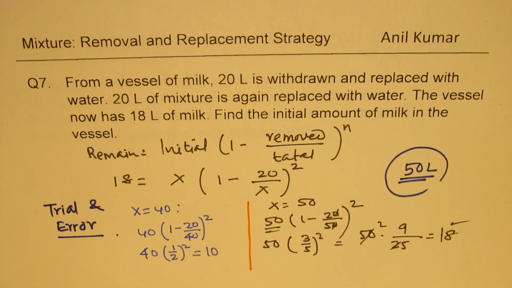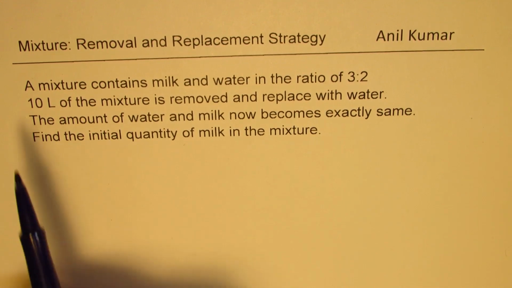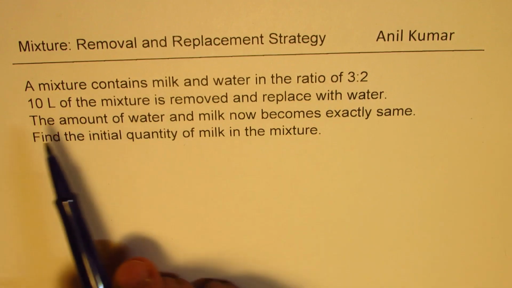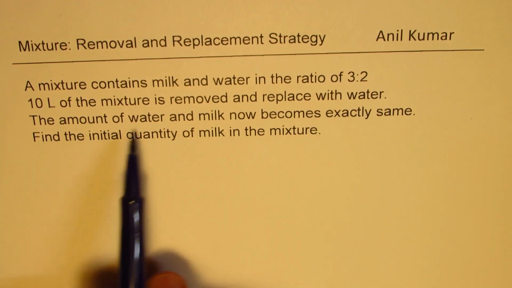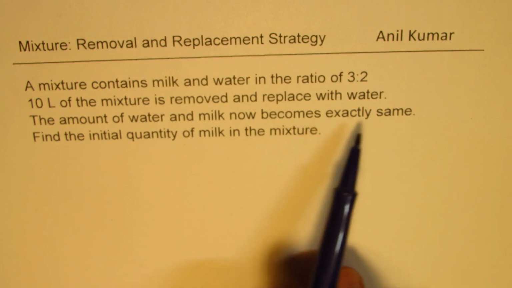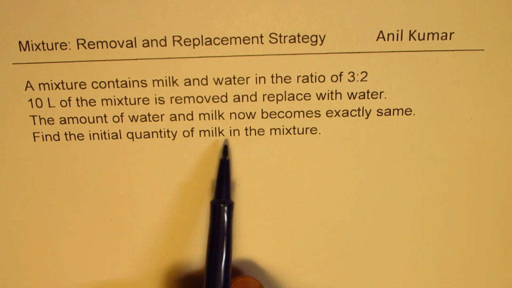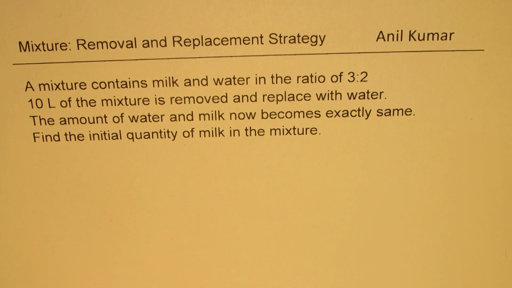Now here is the last question, which I'll use as a test question for you. It says, a mixture contains milk and water in the ratio of 3:2. 10 liters of mixture is removed and replaced with water. The amount of water and milk now becomes exactly the same. Find the initial quantity of milk in the mixture. So you can pause the video, answer this question, and then look into my suggestions.